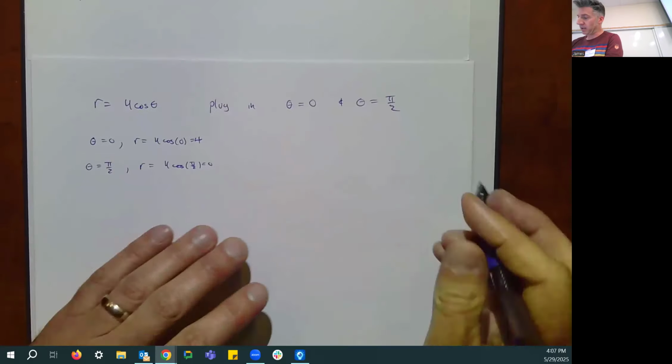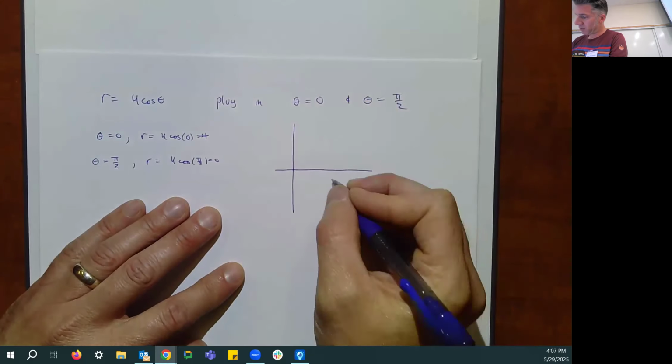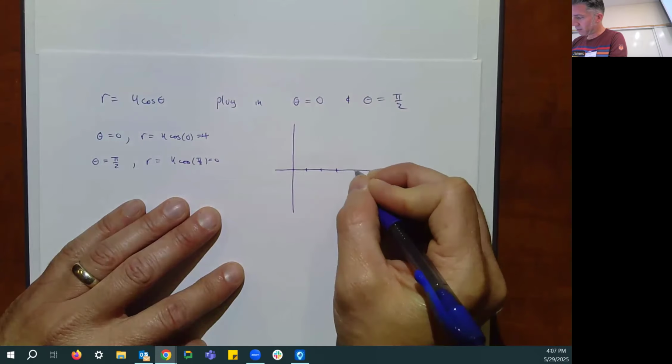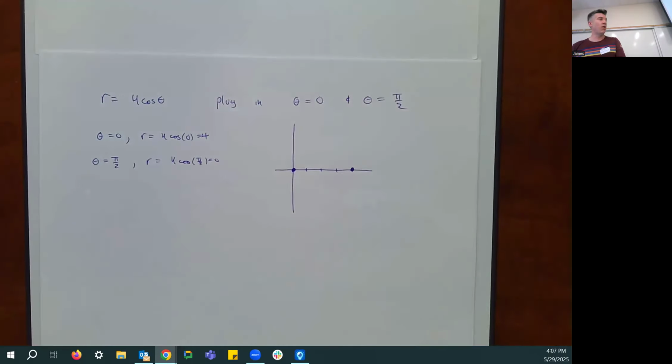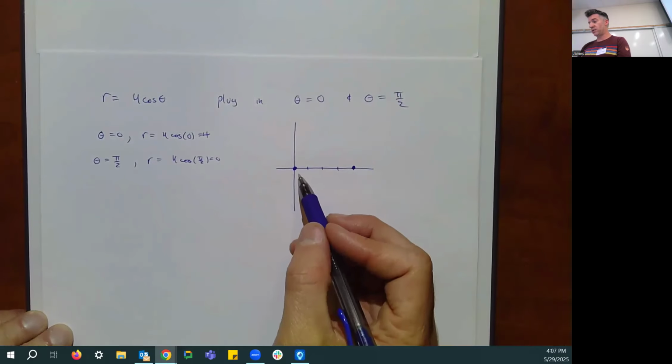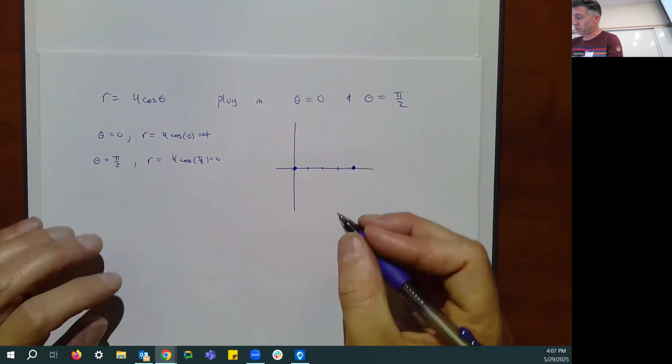So this tells me that my circle has a diameter of 4. And the endpoints of that diameter are the Cartesian coordinates (0, 0) and (4, 0). And then we can just draw the circle.